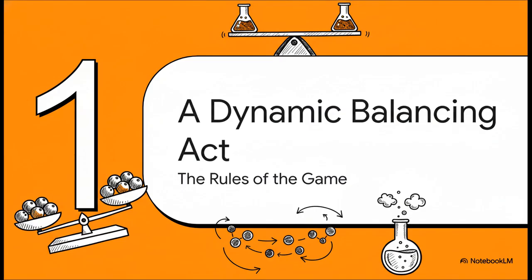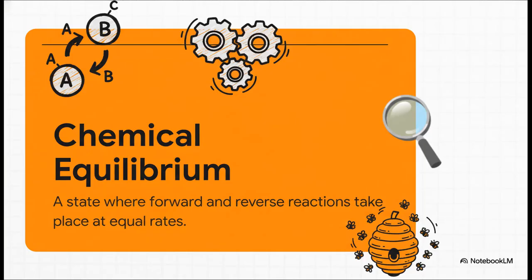Because, you see, in chemistry, balance isn't this static, unchanging thing. No, it's something way more active. And that brings us to this big idea, chemical equilibrium. Okay, picture a reaction where substance A is turning into B. Simple, right? But what if, at the exact same time, B is turning back into A? Well, when the speed of those two opposite reactions perfectly match up, the system hits equilibrium.